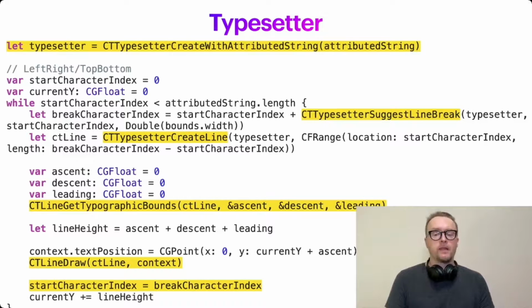Then I create the line from the range before the break, calculate the line height, and draw the line. In this loop, it will draw all the lines, so we'll get all the breaks. Right? It's more complicated, but you know what's going on, and you can use that to build more sophisticated logic behind breaking text in this example, or laying out text.